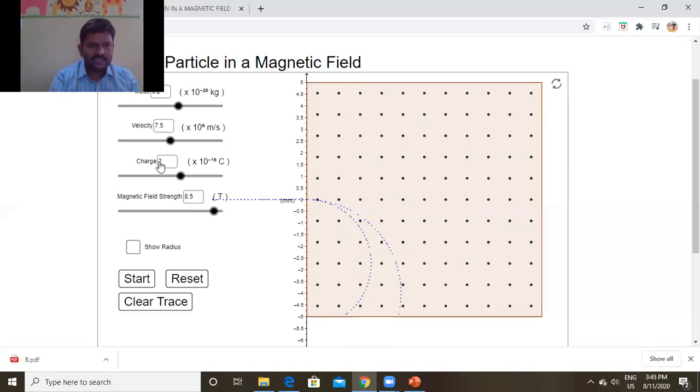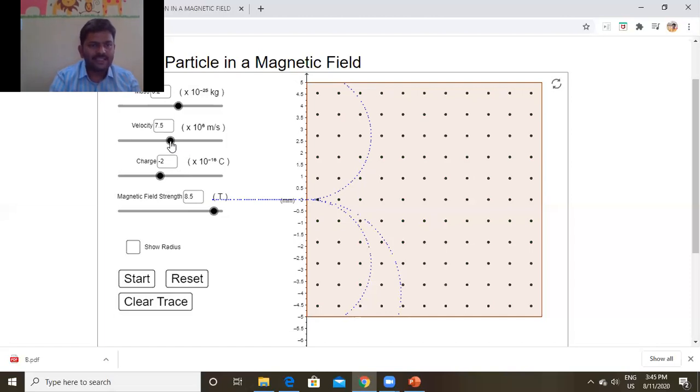We will see some more things. Here it is 2 into 10 to the power of minus 18 coulomb. Now I will take negative charge, minus 2 into 10 to the power of minus 18 coulomb, and I will start the simulation. What happens, you see. That means it is changing its direction. If it is positive, it is moving in this circle, clockwise direction. And if it is negative, it is moving in the opposite direction. We saw just now, so it also depends on the charge of the particle.